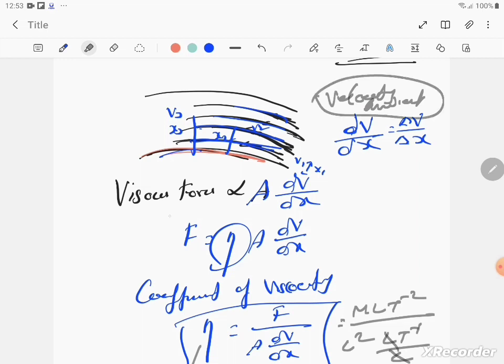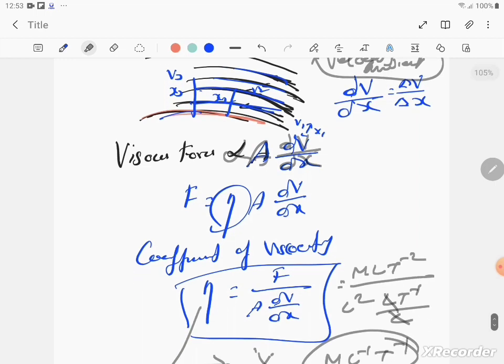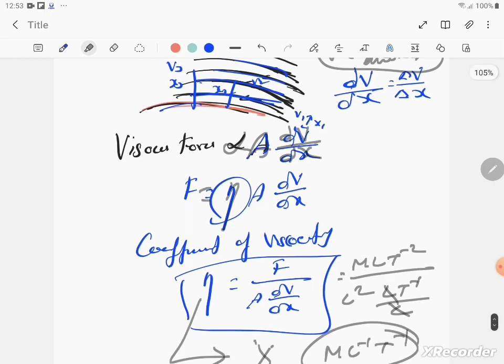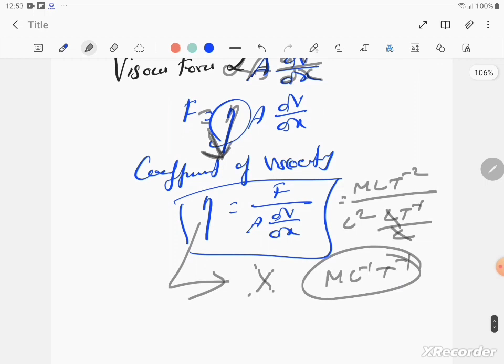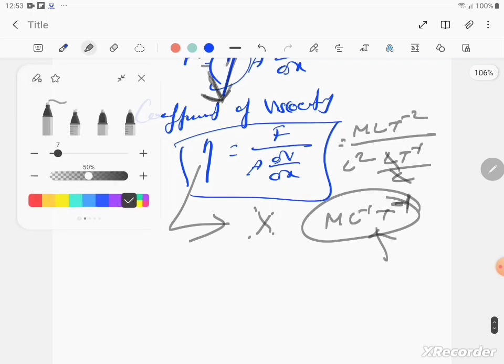So viscous force is directly proportional to the area of contact and directly proportional to the velocity gradient. Viscous force is equal to eta into A into dV by dx, where eta is known as the coefficient of viscosity. Eta is equal to F by A into dV by dx. I hope you all understood. So that's about the coefficient of viscosity.